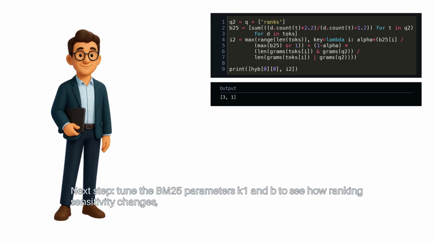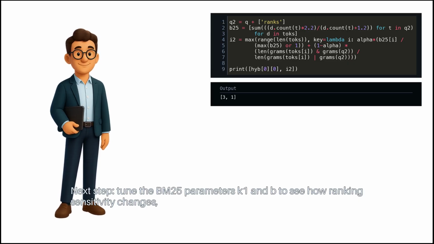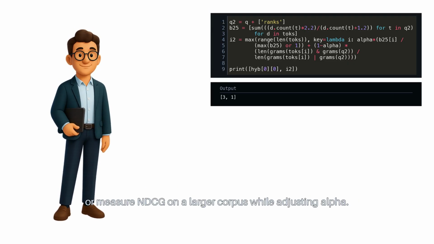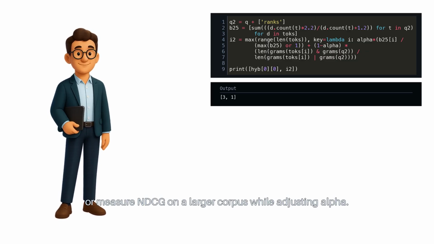Next step, tune the BM25 parameters K1 and B to see how ranking sensitivity changes. Or measure NDCG on a larger corpus while adjusting alpha.